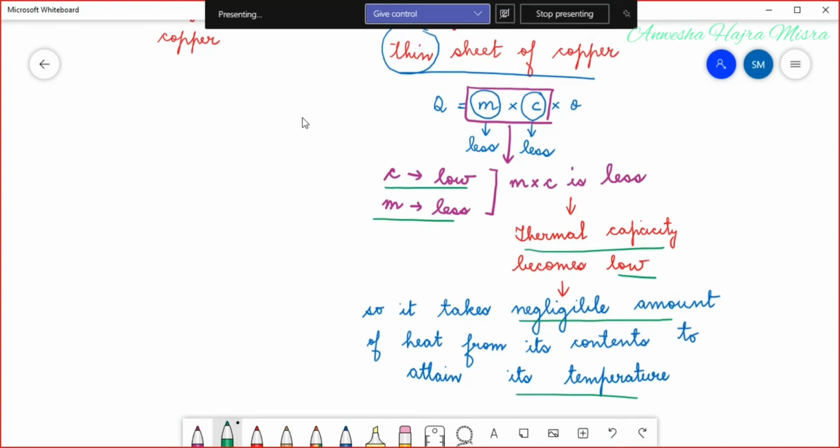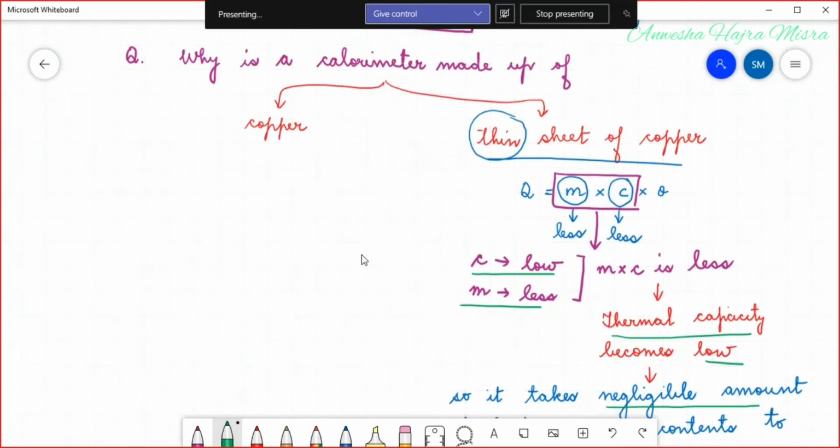But if the question is why the calorimeter is made of copper, the word thin is missing. In that case, the mass will not be taken into account, since it is not mentioned that it is thin. In that case, we have to write copper is a good conductor of heat.